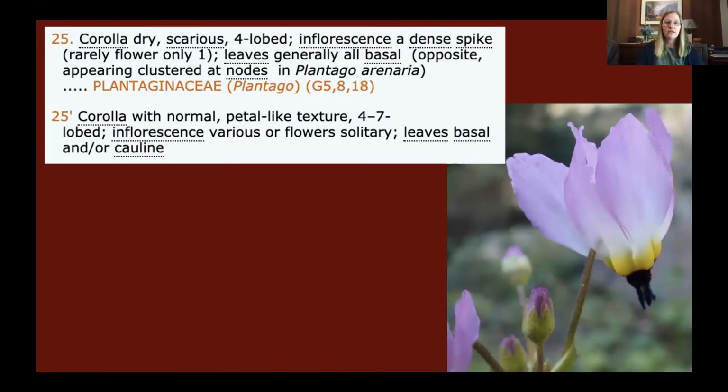Corolla dry, scarious, 4-lobed. Inflorescence a dense spike, rarely flower only 1. Leaves generally all basal, opposite, appearing clustered at nodes in Plantago arenaria, which would bring us to Plantaginaceae. Or corolla with normal petal-like texture, 4 to 7 lobed. Inflorescence various or flower solitary, leaves basal and or cauline. So in this case, we do have very much petal-like texture, and 5 lobes fall in that 4 to 7 range. They're not 4-lobed. So we'll go with the second choice.